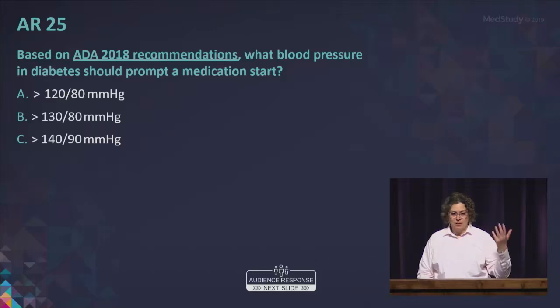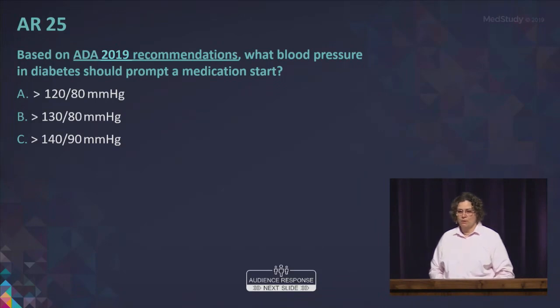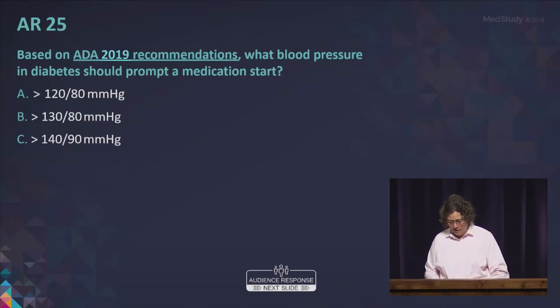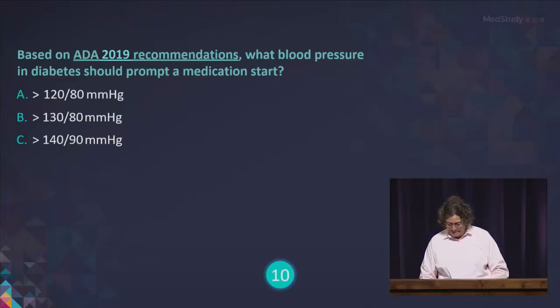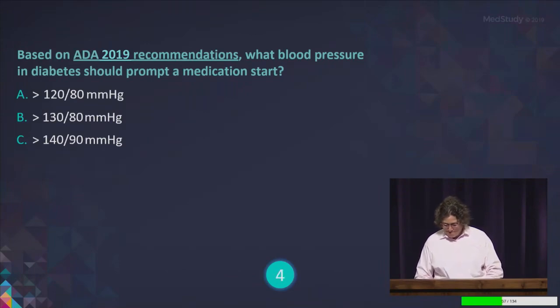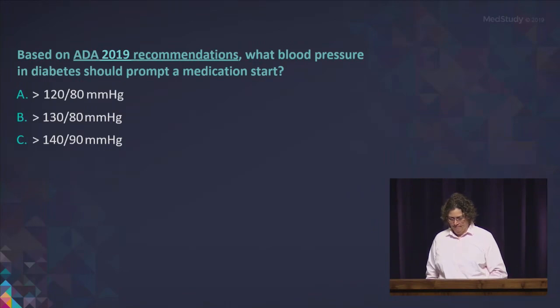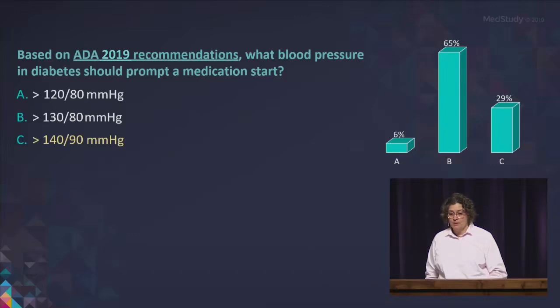So I can actually change these to the 19 recommendations. So based on the ADA recommendations, what blood pressure in diabetes should prompt a medication start? Should we start medication if it's greater than 120/80, 130/80, or 140/90? The answer is actually C.